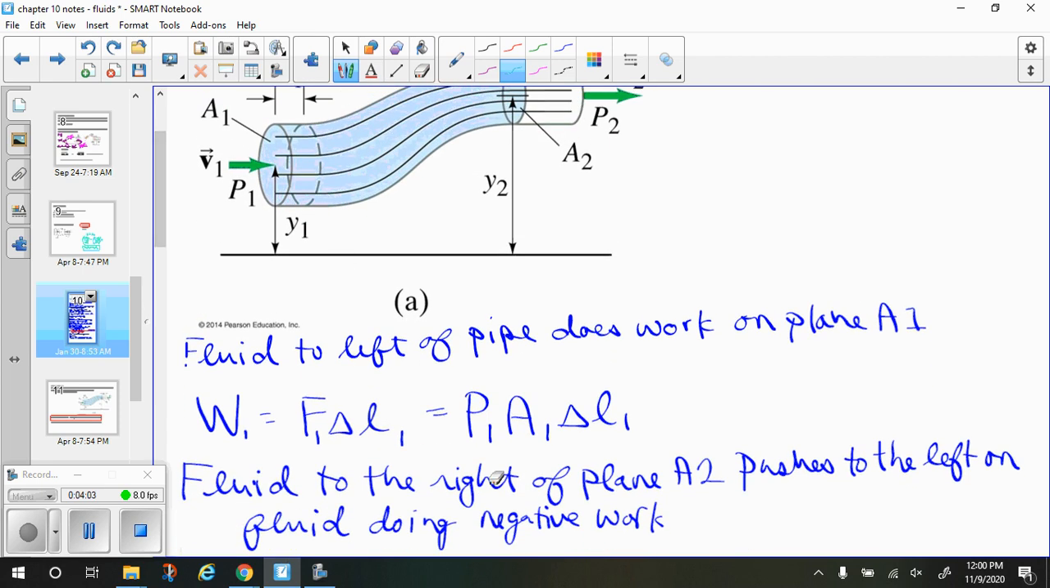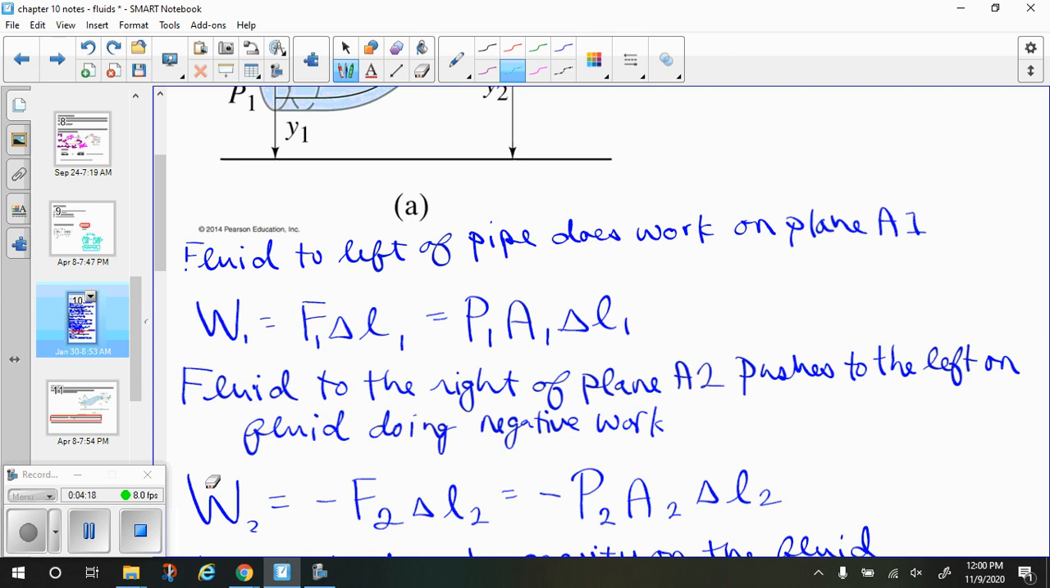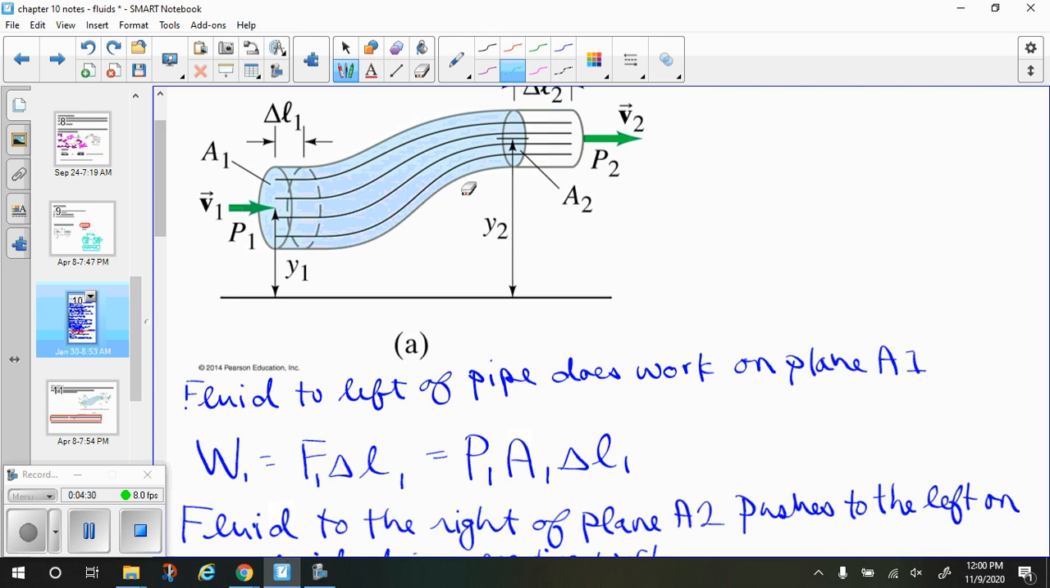Now the fluid to the right of the plane, so if we're talking about this blue fluid is what we're thinking about, pushes to the left of the fluid doing negative work on the fluid. So we can apply the same thing here. Work is... we put the negative sign in since it's negative work. It's pushing the opposite direction of motion. The force times the distance, so delta L2, which is this right here.